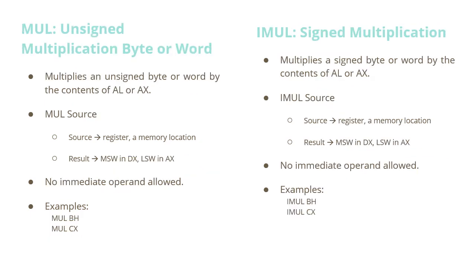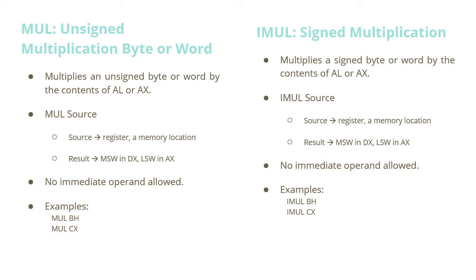Next are the multiplication operations, which are specified by the instructions MUL and IMUL. The MUL stands for unsigned multiplication byte or word. What the MUL instruction does is that it multiplies an unsigned byte or a word by the contents of the AL or AX register. The format of this instruction is MUL source, where the source can be a register or a memory location. The result will be stored as follows.